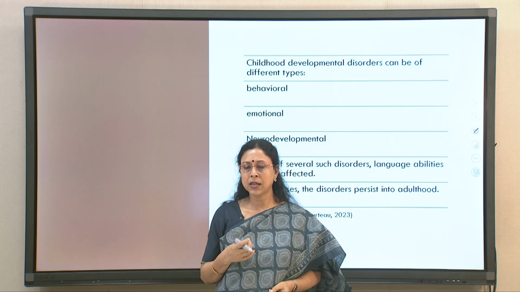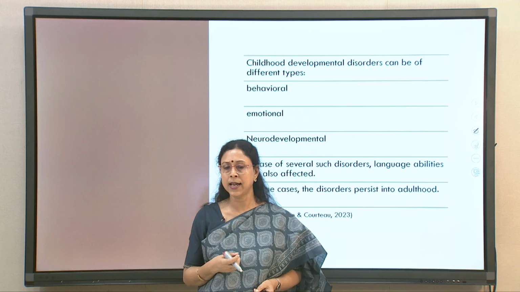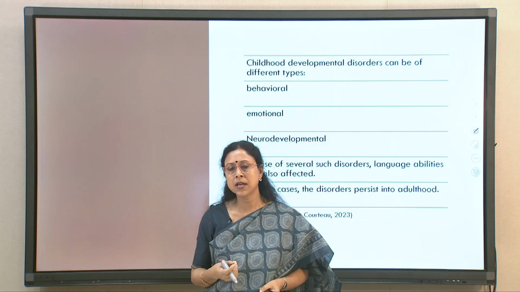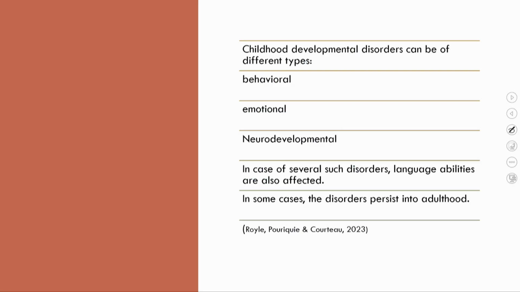So, what are the kinds of disorder, what are the kinds of delays that we have? Broadly speaking, they can be of 3 types. There are many others, but broadly these are the behavioral or neurodevelopmental or emotional disorders. In case of each such kind of disorders, not always, but in some of these disorders, language abilities are also affected. So, there are some behavioral issues where language will be affected.